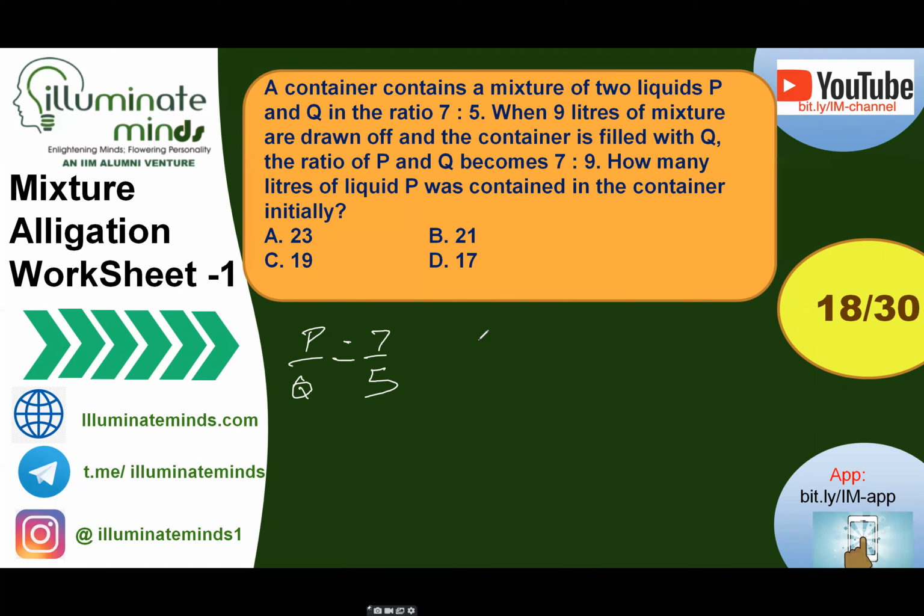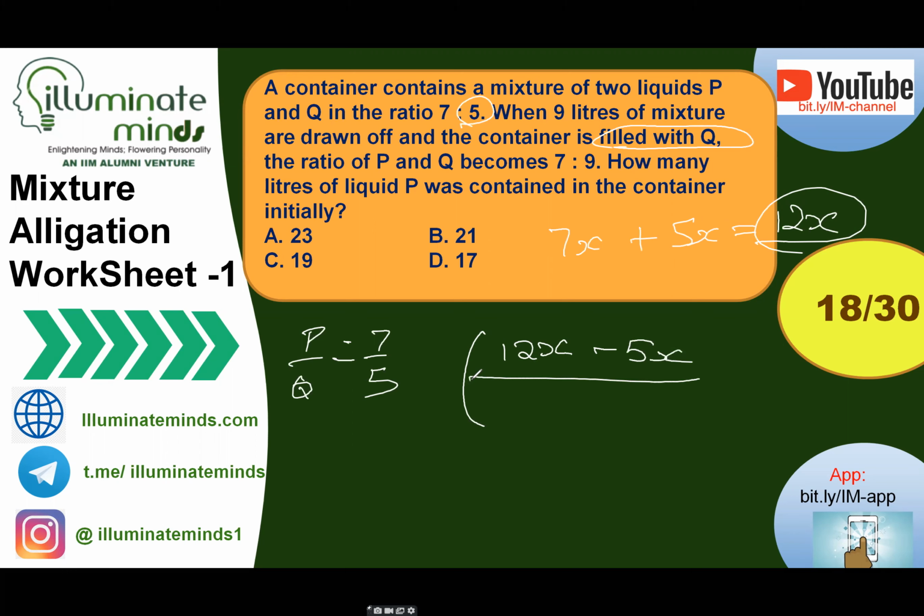So let's assume the total container was of 12x. So how did I reach 12x? 7x plus 5x is equal to 12x. So 12x minus what I did. Now it is filled with Q, so I need to look at this 5. So what I replaced is 5x. I hope all of you are able to relate it. This is question number 3 of the solutions category. So I am going one step backward and trying to make it equal to 7x to 5x. So 5x was taken out of 12x, and then this became 7:5.